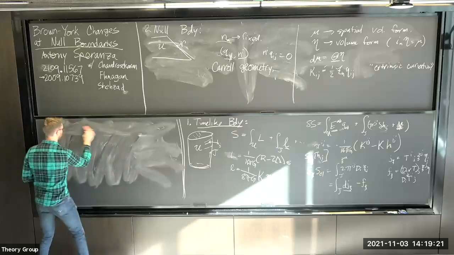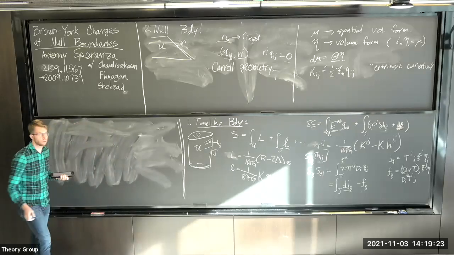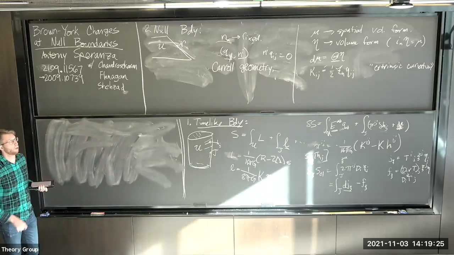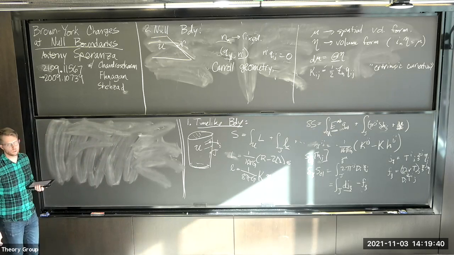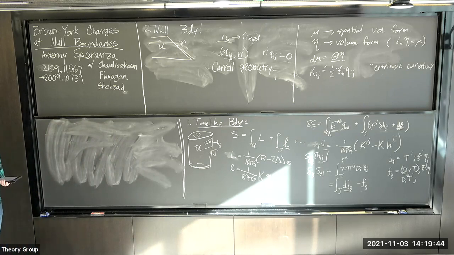Is fixing n the same thing as fixing an affine parameter? Yeah, because you can pick the parameter such that n dotted into that parameter is 1. So picking an affine parameter will fix the normalization of n.